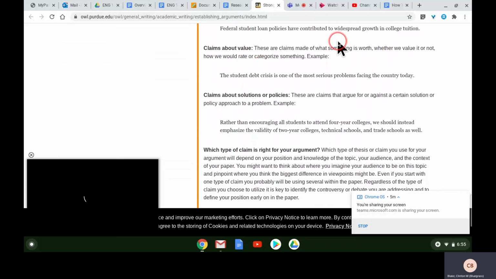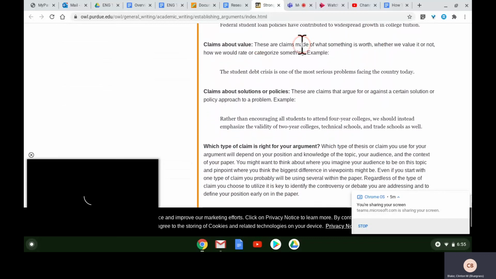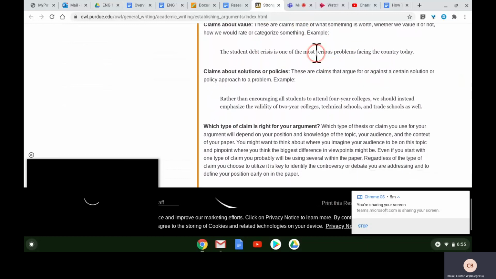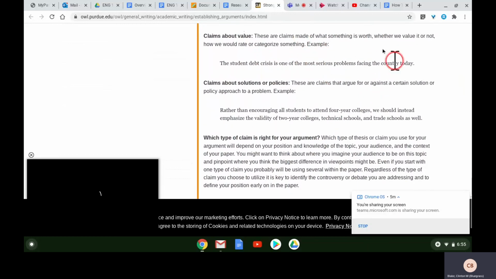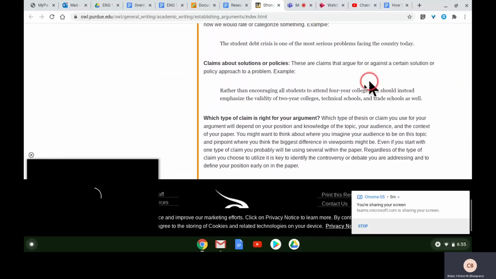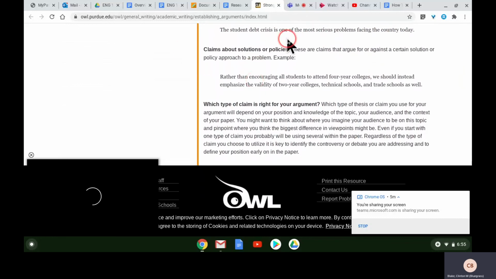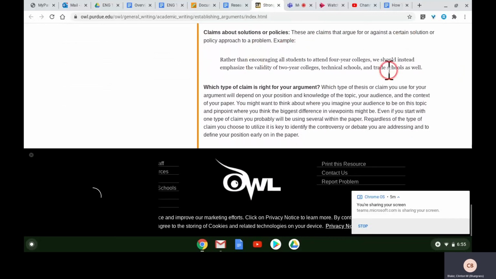Claim about value. These claims argue the value of something, what something is worth, whether we value it or how we should rate it, right? So: the student debt crisis is one of the most serious problems facing the country today. It's saying the value of that. It's very important, a very serious problem. That's a claim about value. And then the last one here, a claim about solution or policies. This just argues for a solution to a certain problem. So for example: rather than encouraging all students to attend four-year colleges, we should instead emphasize the validity of two-year colleges, technical schools, and trade schools as well.